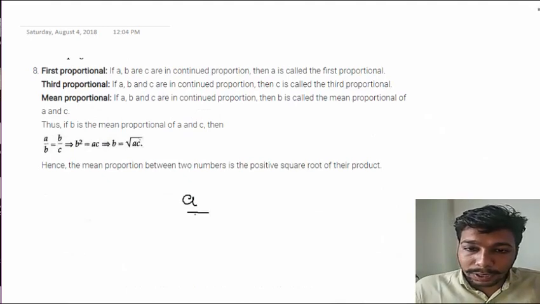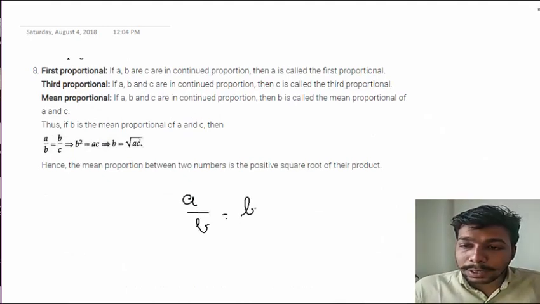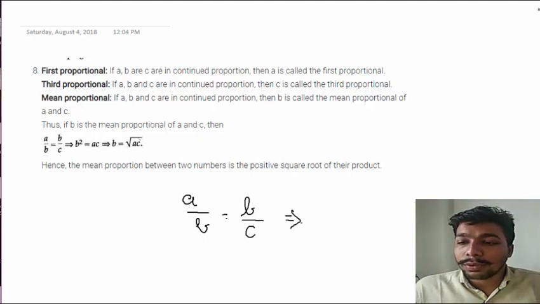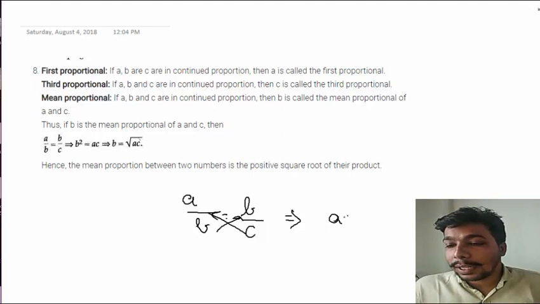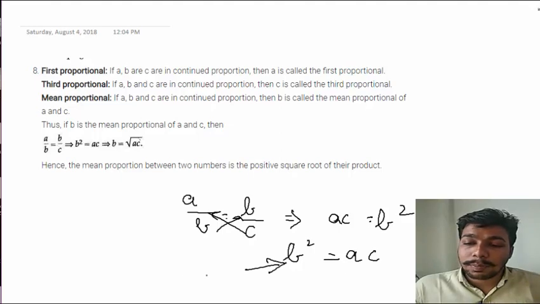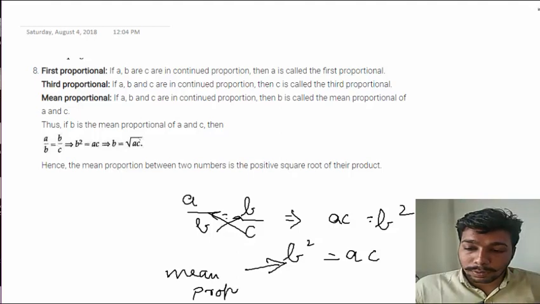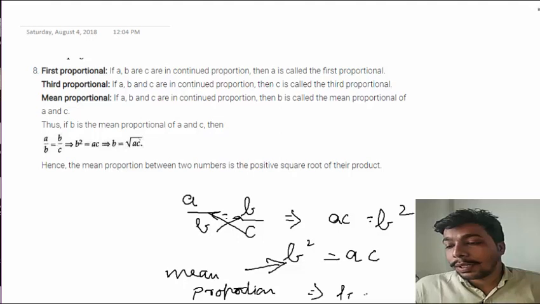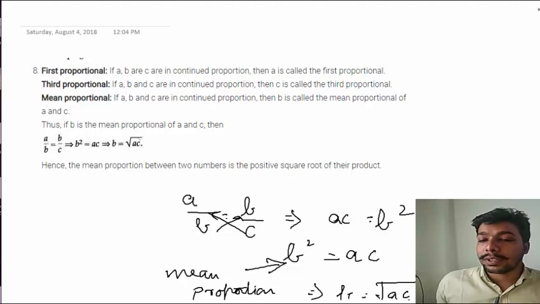Like I told you, if we have ratios A by B and B by C, on cross multiplying them, we are getting AC and B square. So here B square is equal to AC. Here B is mean proportion. We can find out B using this formula: B is equal to under root of AC.